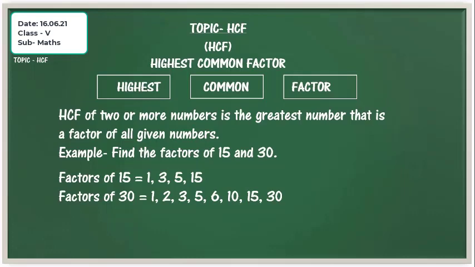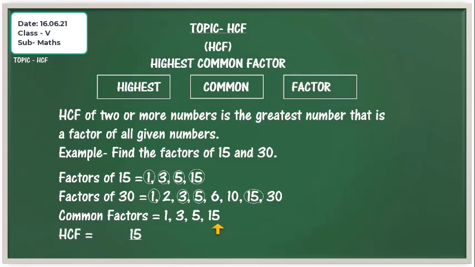What we have to do now is to find the common factors between these. So the common factors of 15 and 30 are 1, 3, 5 and 15. Among all these common factors, we can easily find out that 15 is the highest common factor. So the HCF of 15 and 30 will be 15.